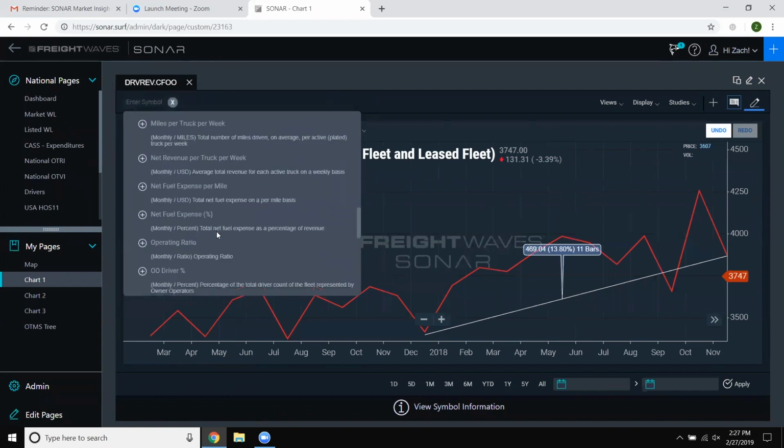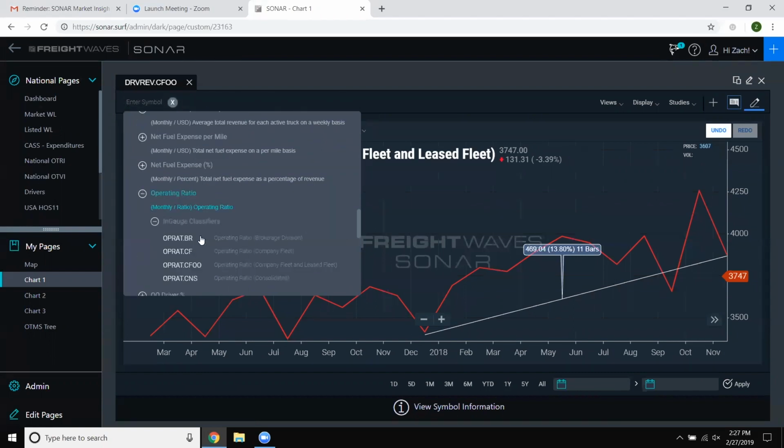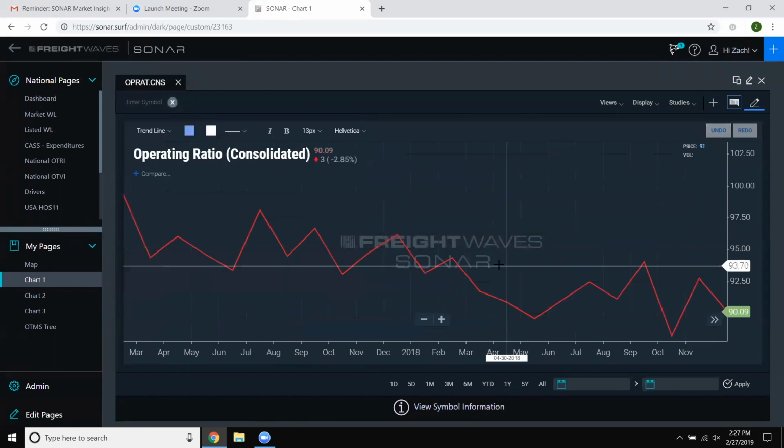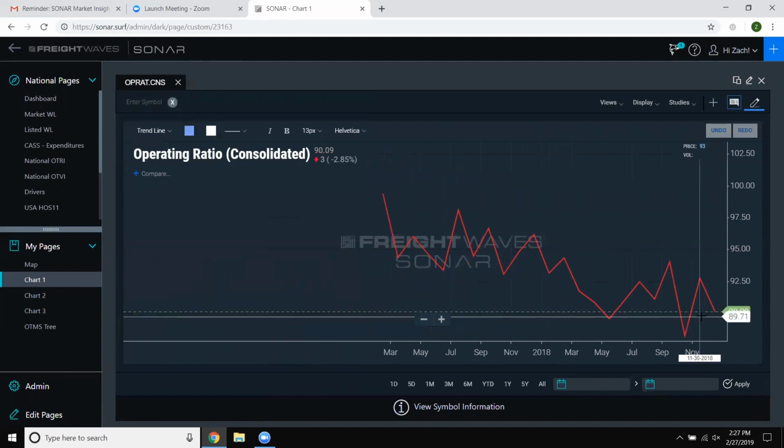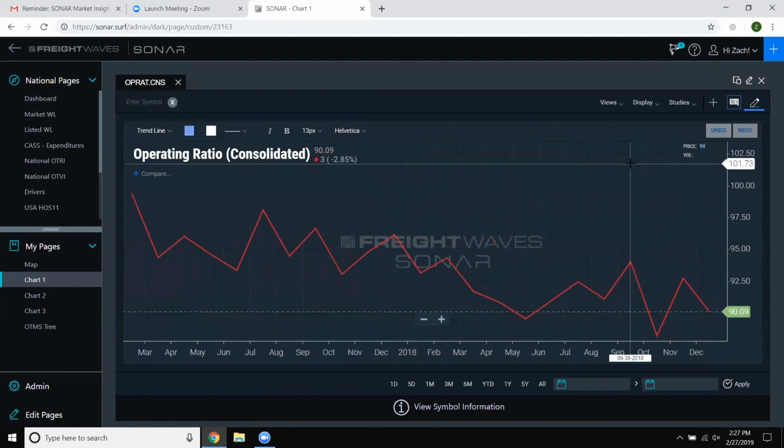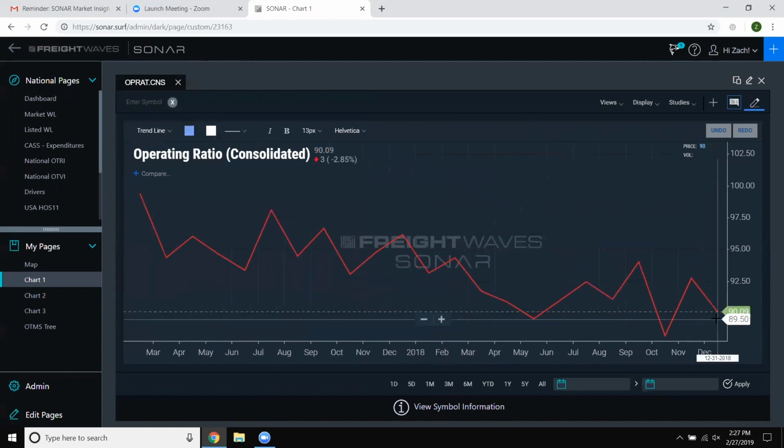The asset-based carriers have done pretty well over the last bit, something that we've been tracking quite significantly. So these ORs actually go down when they're good. Unlike the driver revenue per week, which goes up and to the right, this one going down and to the right is actually a good measure. Just think Tiger Woods. Lower score is better. It's golf. So a 90 OR is really good for a carrier.